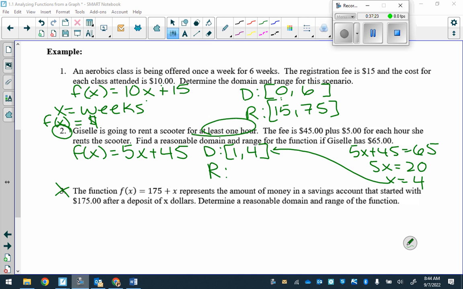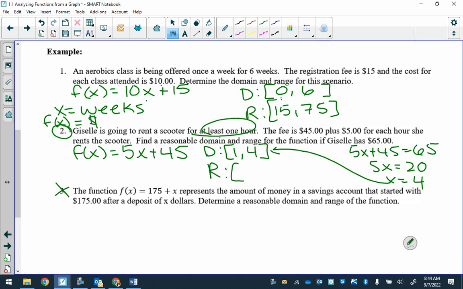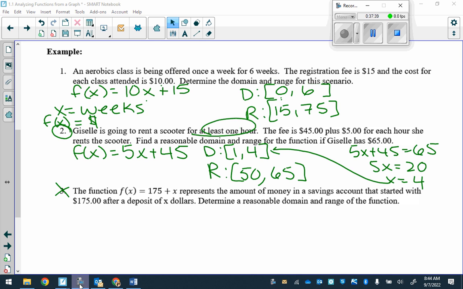Okay, and the range has to match. So when we plug in 1, we have 50. When we plug in 4, we have the 65. Okay? Good? We are good. We did a lot today. Good job.